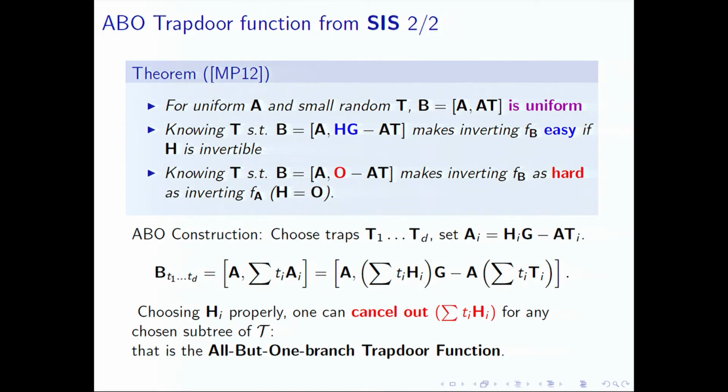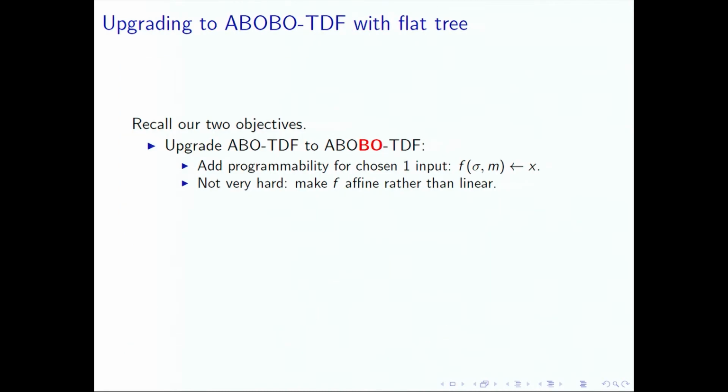We need to add two properties, recall. We need to add the but-once property. So we need to be able to program this trapdoor function once. But that's not going to be very hard. I'm not even going to detail it. Basically, what you have to do is make your function affine rather than linear. You just add a small constant, and you will use this small constant to program your function on one specific input.